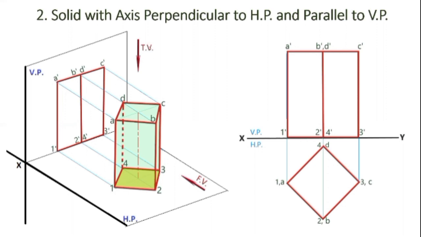If we look from the top view, square ABCD is clearly visible, and square 1, 2, 3, 4 will be overlapped with this square. So looking from the top view, we simply get a square. When we draw this in the orthographic view, we already know that in the vertical plane we have a rectangle, which is the front view, and the top view is a square.